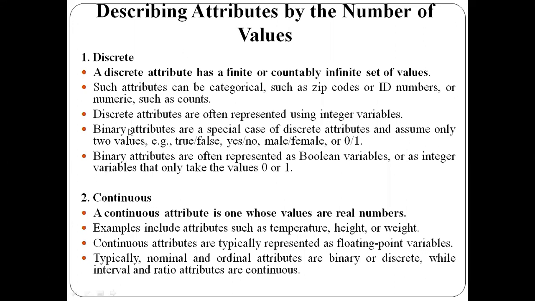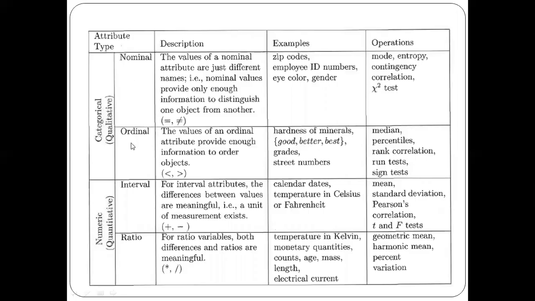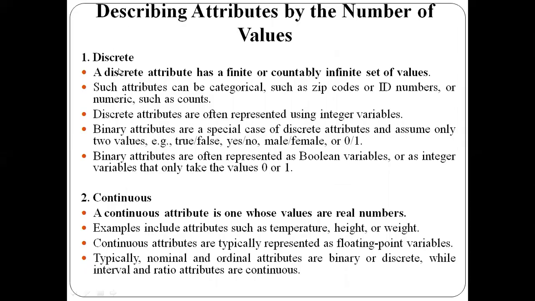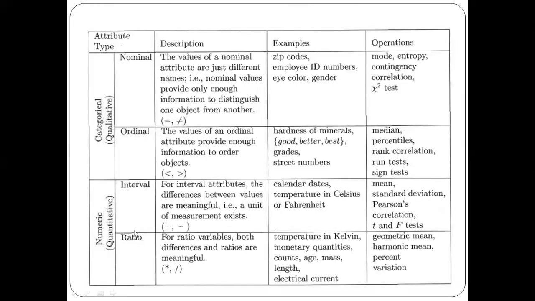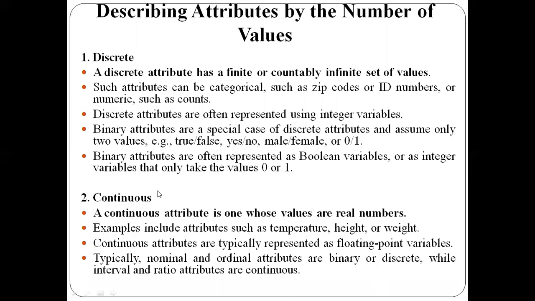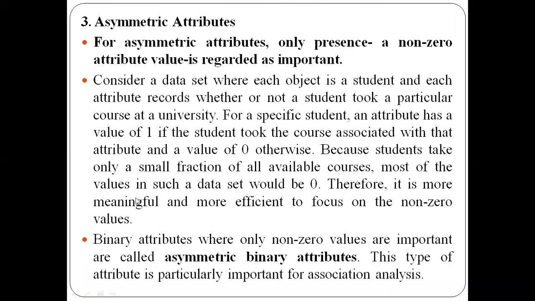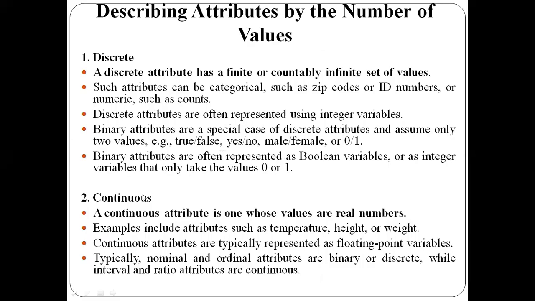As I said, among these, nominal and ordinal are going to come under discrete attributes, and interval and ratio are going to come under continuous attributes. Remember this: nominal and ordinal are discrete attributes, and interval and ratio are continuous attributes.